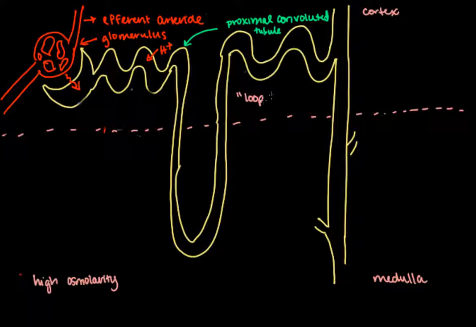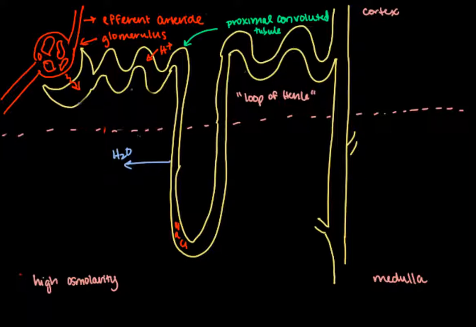I'll write it out, loop of Henle, and it has the descending limb and the ascending limb. Now, the descending limb is permeable to water. So water can passively diffuse out of the filtrate because in the medulla it's so concentrated in the interstitial fluid. Now, we are impermeable here to sodium chloride. So NaCl, that's going to be stuck in here. So as we move down, our filtrate is losing water and keeping out salt, so it's becoming more concentrated.